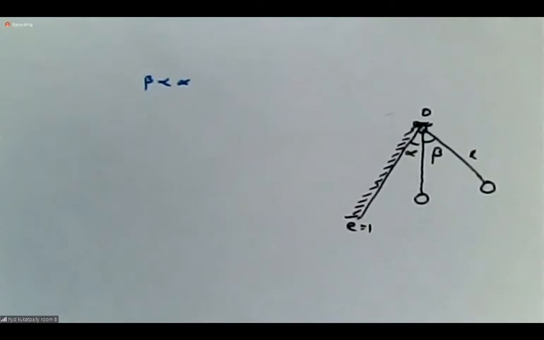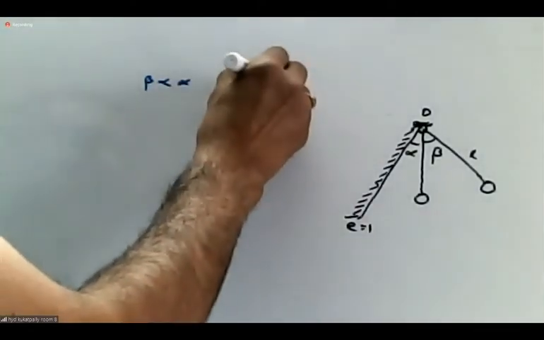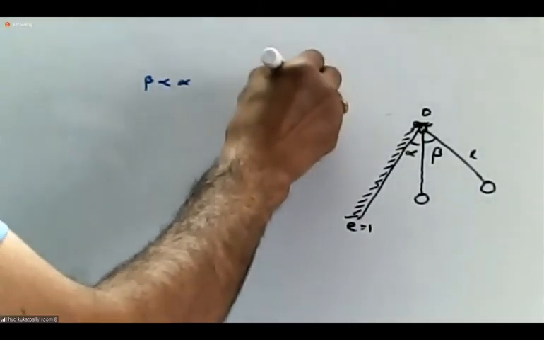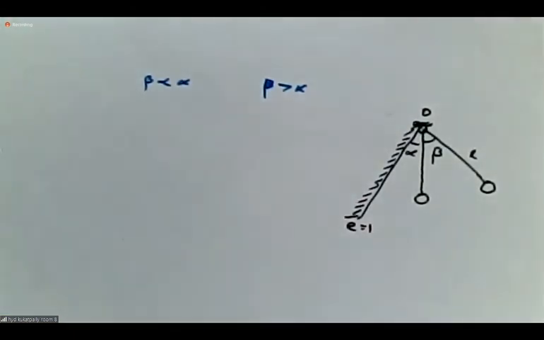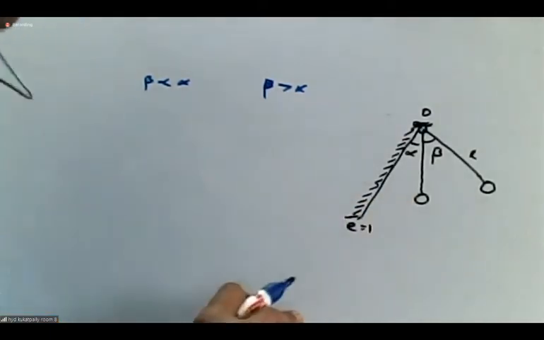Beta less than alpha. Second case, beta greater than alpha. Two cases. Perfect elastic collision has to happen. Sir, why? What happens if e is not 1?